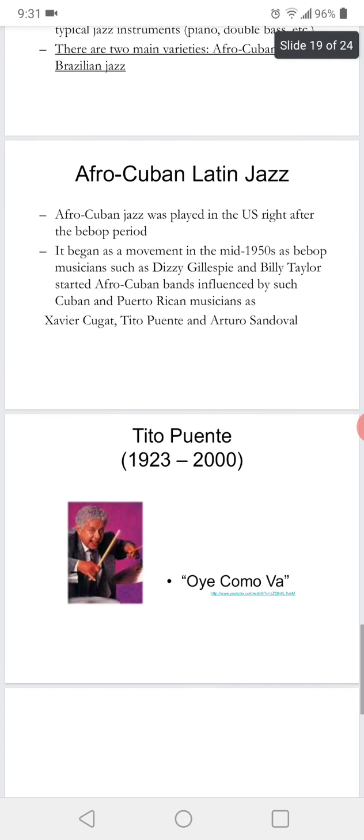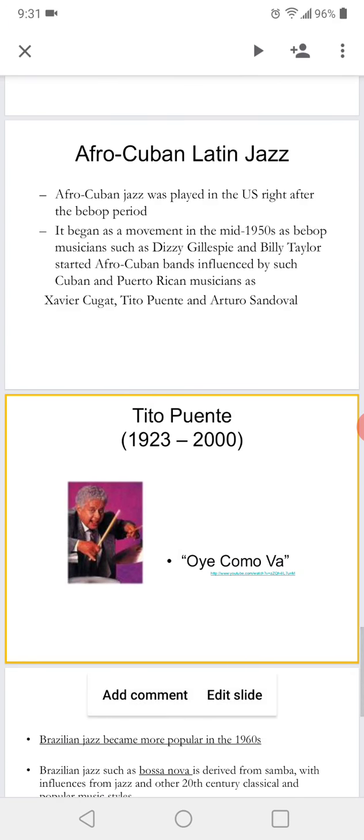And again, on this slide here, there is a very famous piece which I included. It's a typical example of Afro-Cuban jazz.